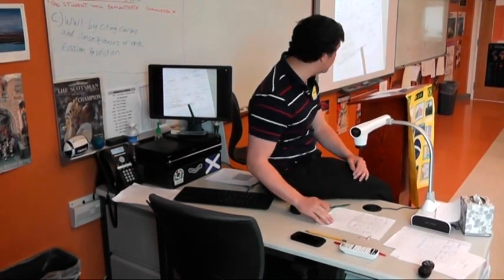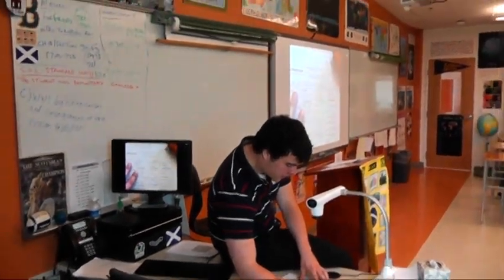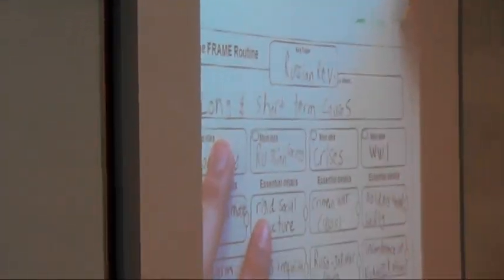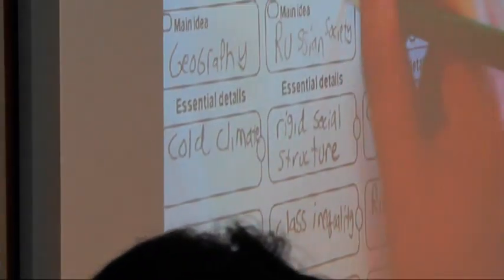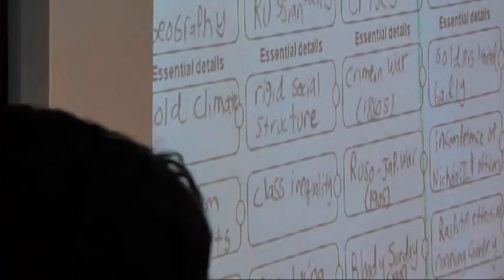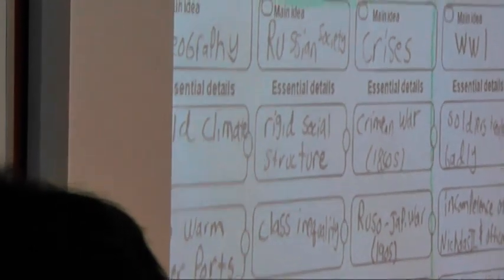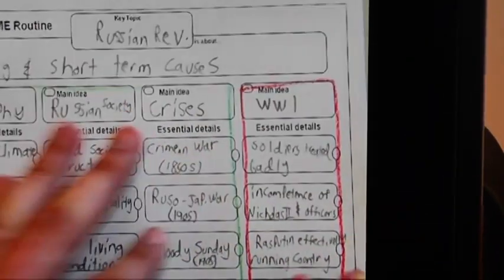Alrighty, now what I'd like for you all to do is take one colored pencil, make a line up here and write long term. And I would like for you all to circle all the first three columns with one pencil. These are all long-term causes of the revolution. Good. And I'd like you all to take your second colored pencil, write short term, and color the fourth column. Yeah, just make sure you know.